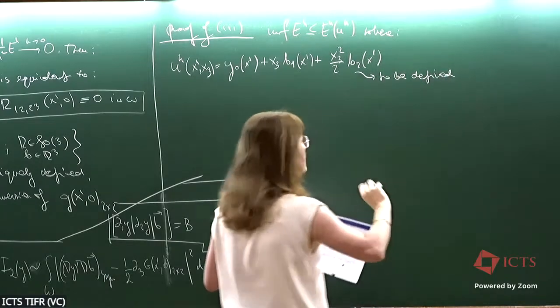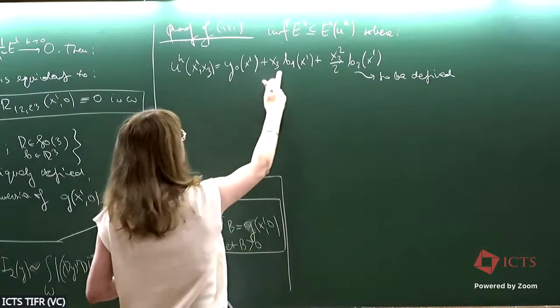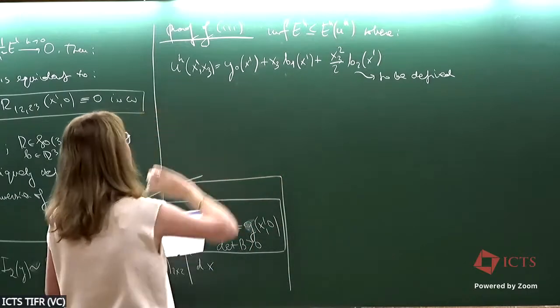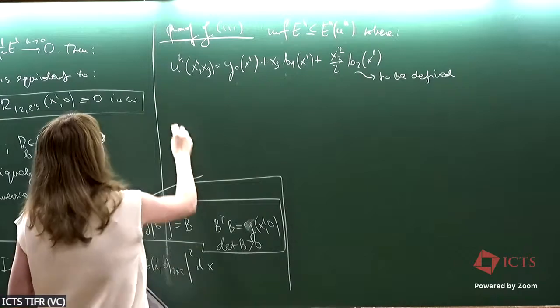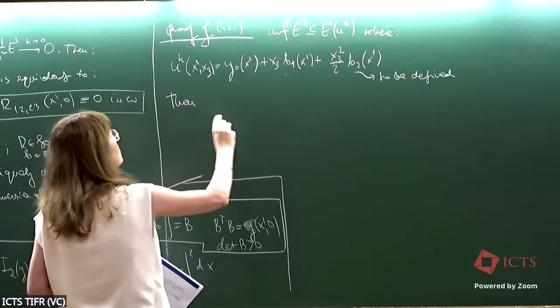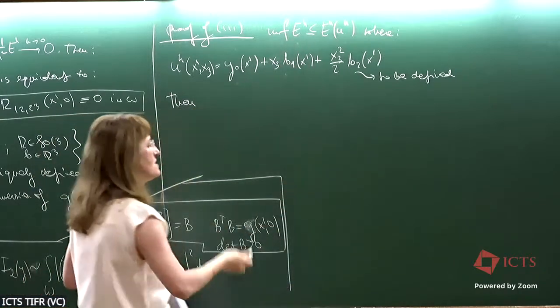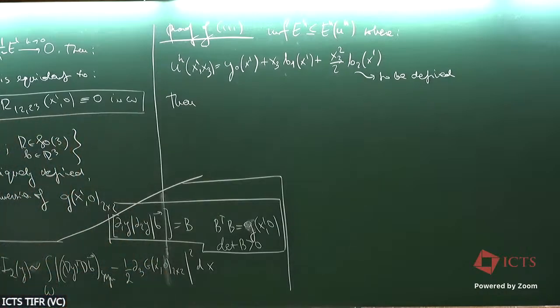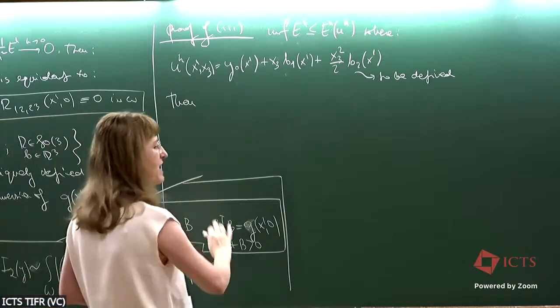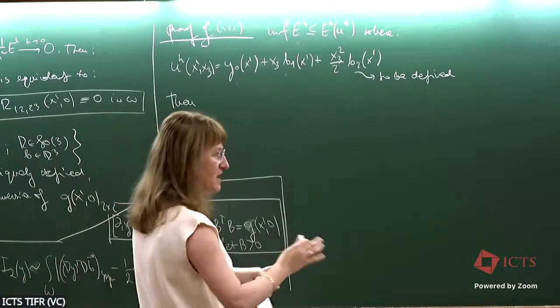Okay, I'll tell you what it is. So this is given, and that's how I define my u_h. Then I want to compute the energy E_h, which is the integral over Omega_h of W evaluated on gradient u_h times G inverse to the 1/2. So I have to compute what that is.